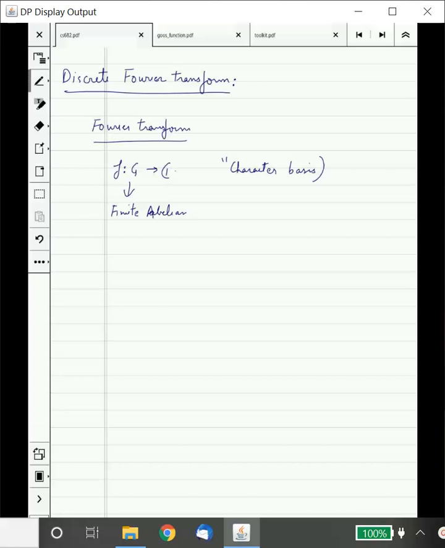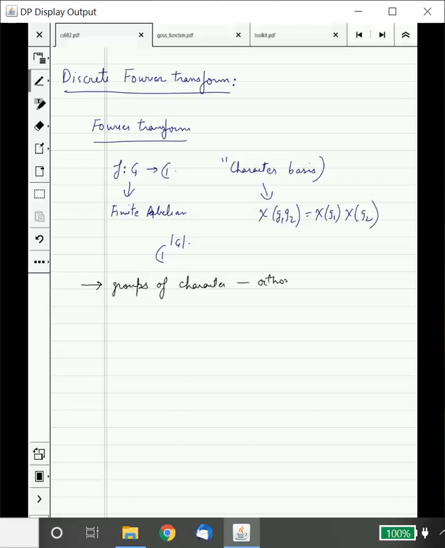The characters were these special functions which satisfied these properties. Everything was happening in this vector space. The group of characters formed an orthonormal basis. That's why we could define a basis change on the character basis.